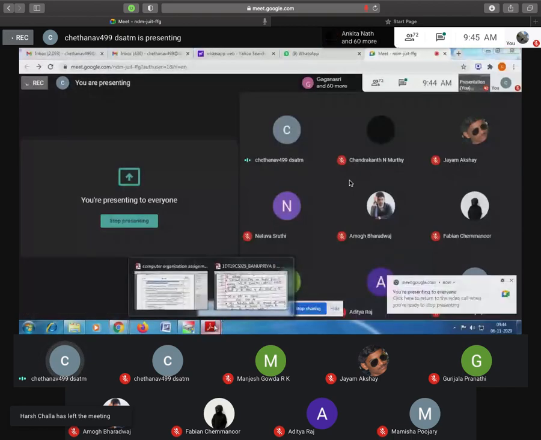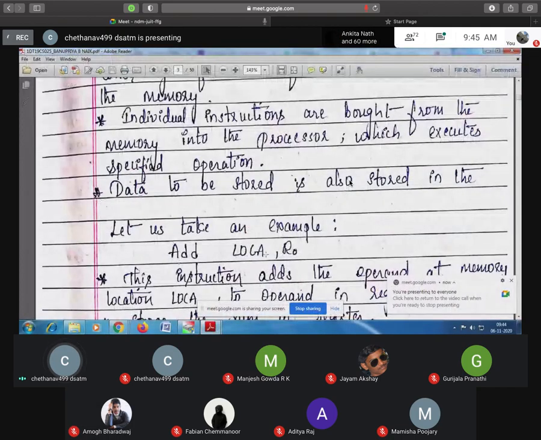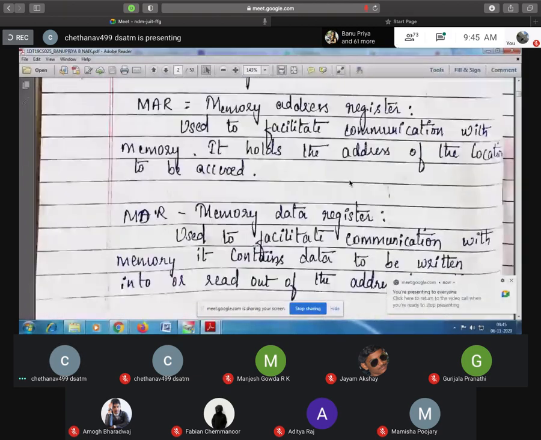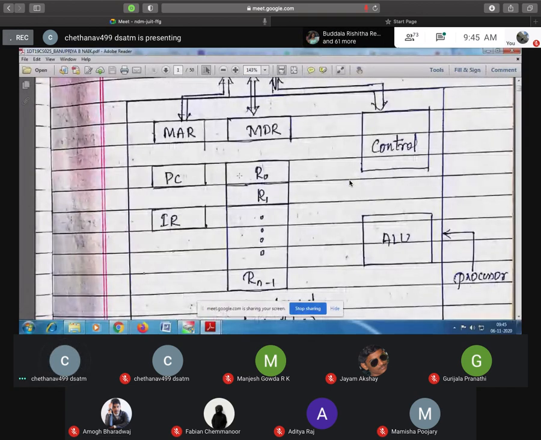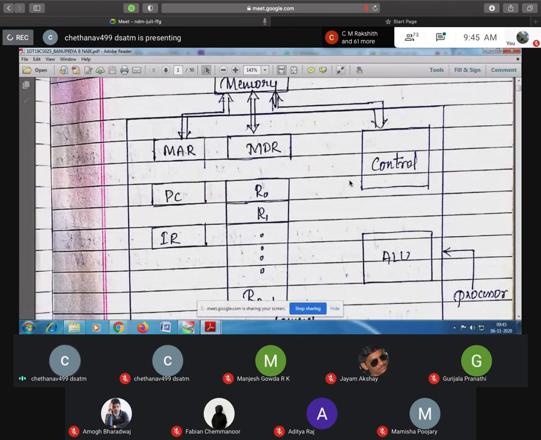So like this, you have to take this example: add location A comma R naught. Now, how to access data from location A? Your data is available inside location A. The second operand data is available inside your register. See the above diagram. Location A means first I should go to MAR. From MAR I will get the location address. Then I will go to memory. From memory, the data will be sent to MDR.